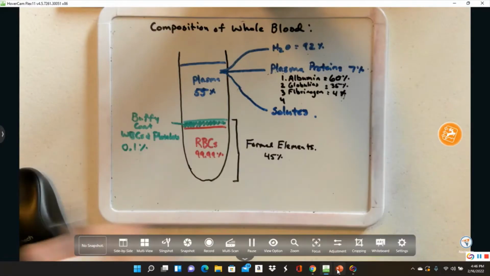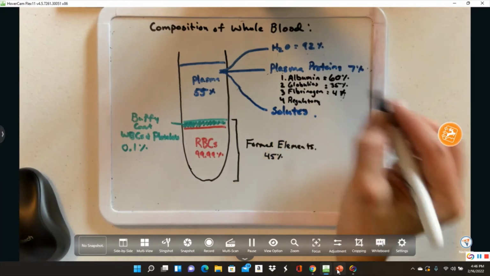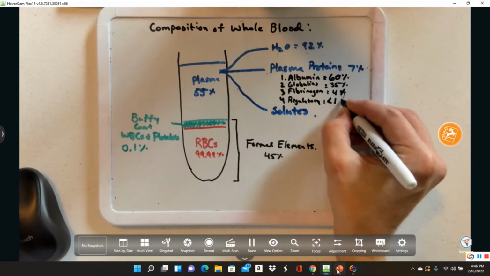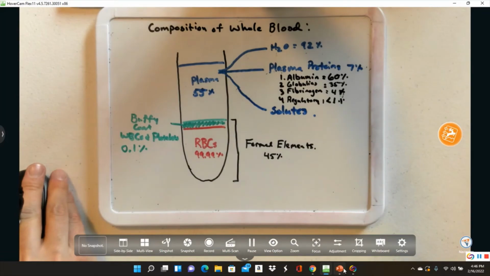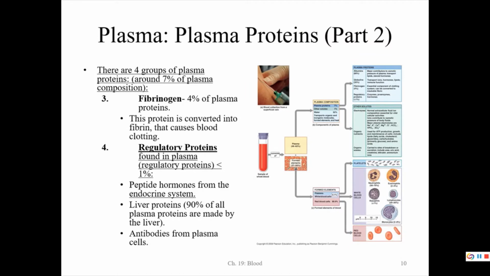Now, lastly, what I want to talk about, guys, is the regulatory proteins. And these are just called regulatory proteins. These are less than a percent. They're a very small number. They are less than 1%. Something I want to mention is that most of them are peptide hormones, and there are other liver proteins. Actually, 90% of all proteins in plasma come from the liver. Antibodies, peptide hormones, things like that.